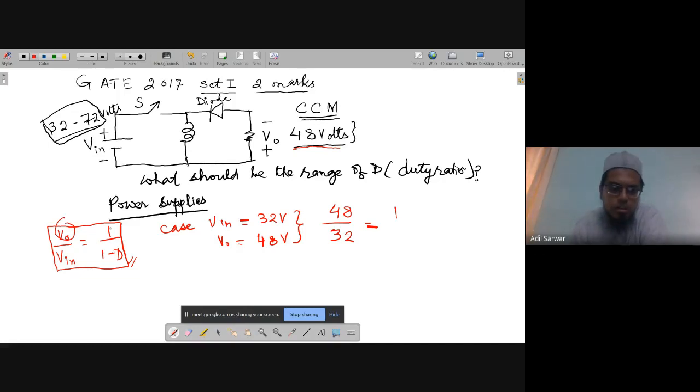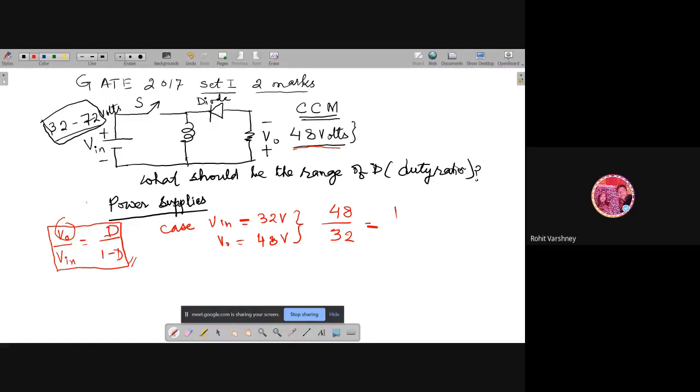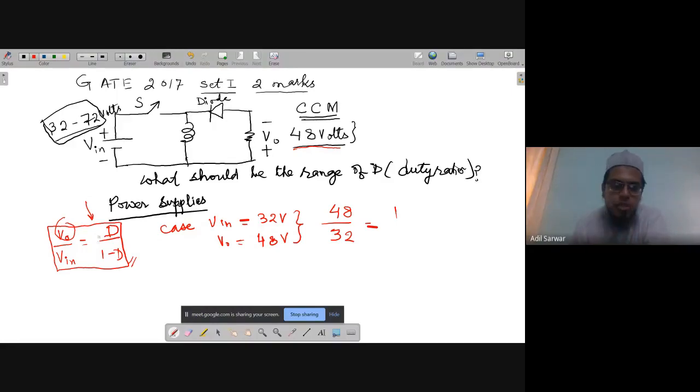Okay, it is not 1 by 1 minus D, sorry. Please, there is a correction here. It is 1 upon D. So minus D over, no? Minus D upon 1 minus D. It would be minus of D upon 1 minus D.